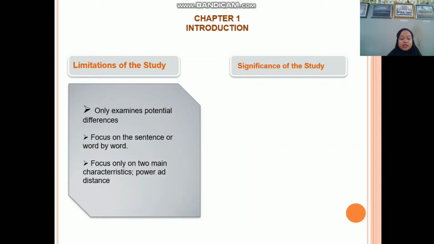The study examines potential differences among 12 university student participants. The study limits the focus to the sentences or words produced by the participants, with no intellectual features. And last, the study focused only on two main characteristics, power and distance.